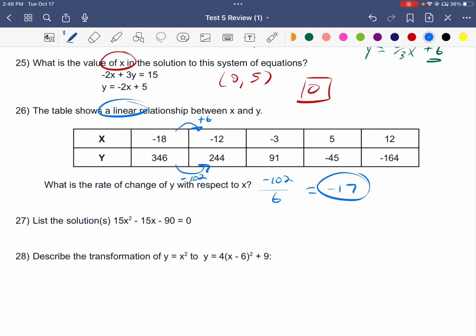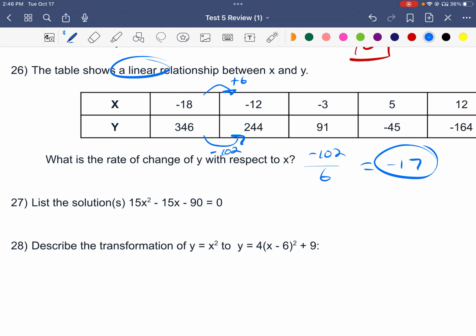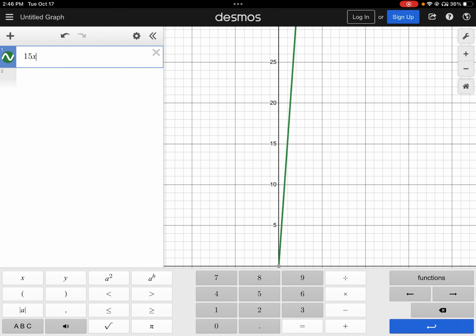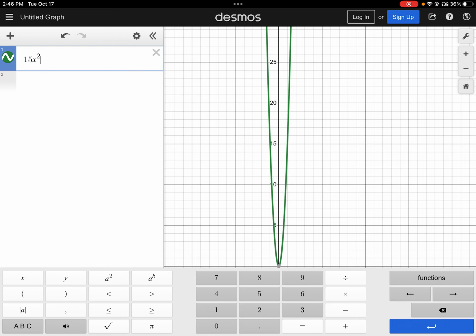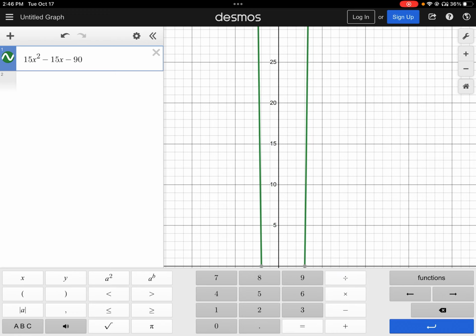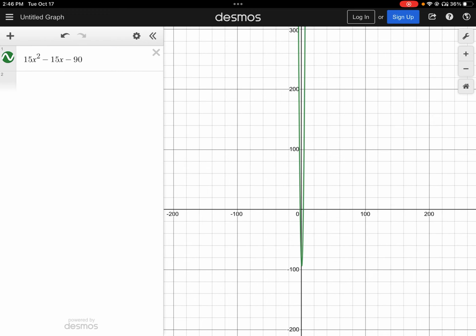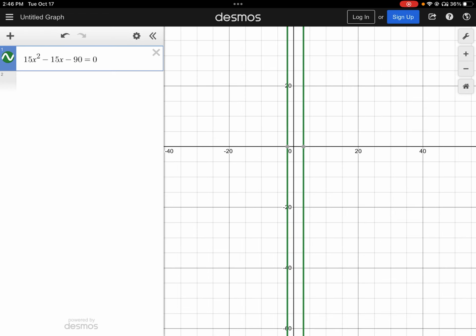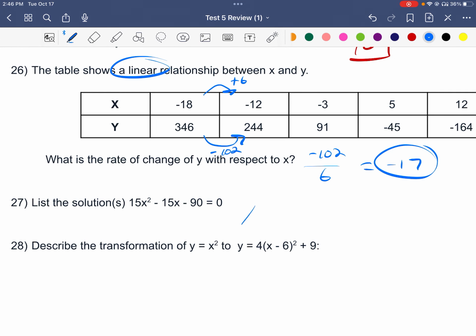List the solution or solutions for number 27. Let's just type it in Desmos. Understanding what it's asking for, when it's asking for the solutions, it's just asking for the x-intercepts. You could type it in like that. If you put the equals 0, that's fine. It's just going to give you 2 vertical lines that are the x-intercepts, which is fine. So -2 and +3. Use curly brackets since it's a list, not a point.